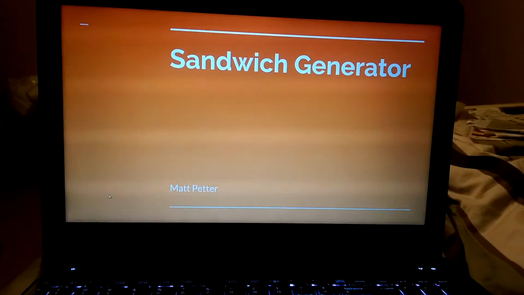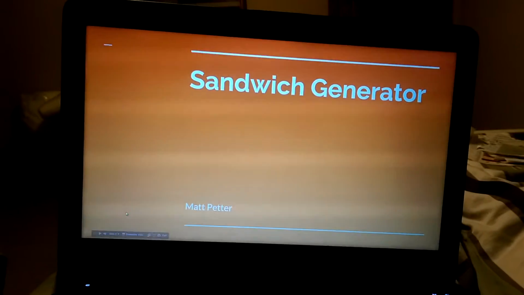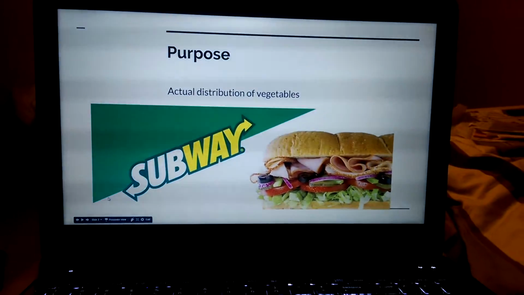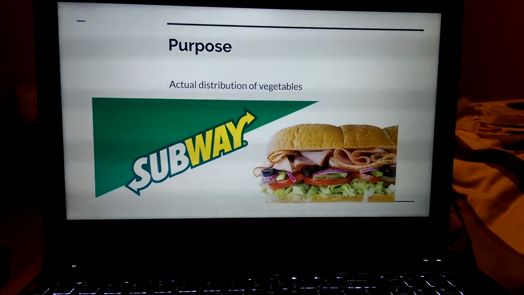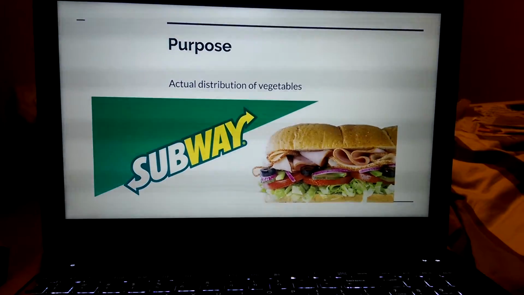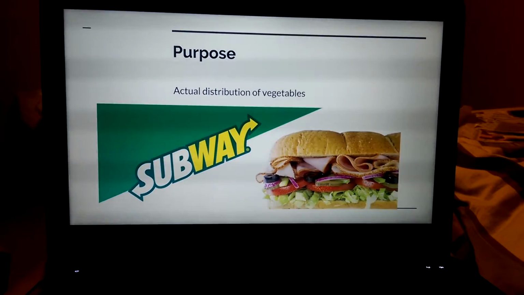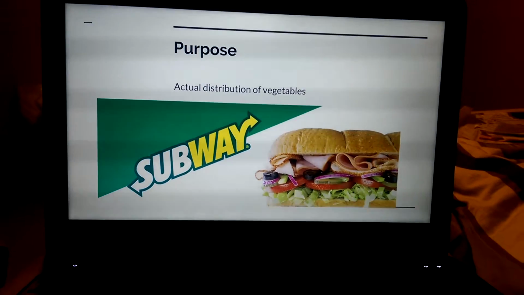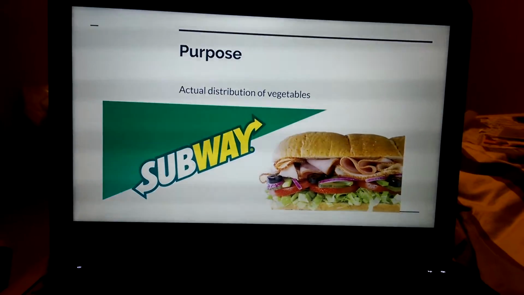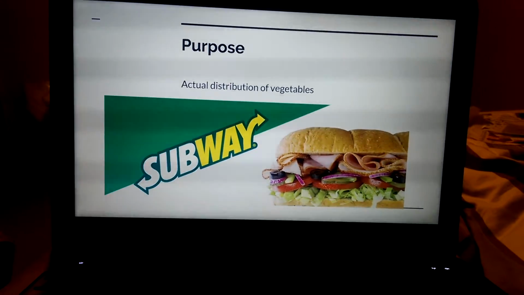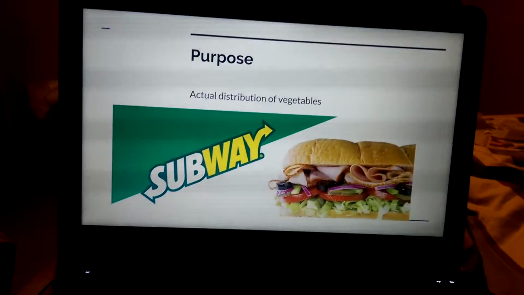So here's the end result of my Subway sandwich generator experiments that I've been working on at Subway. The purpose of this experiment is to find the statistical probability of each different vegetable being on each different sandwich at Subway. And I'm learning this because we oftentimes run out of certain vegetables or we have too much of certain vegetables. So I'm hoping that this information will make it easier to predict what kind of vegetables to order so we don't lose as much money.